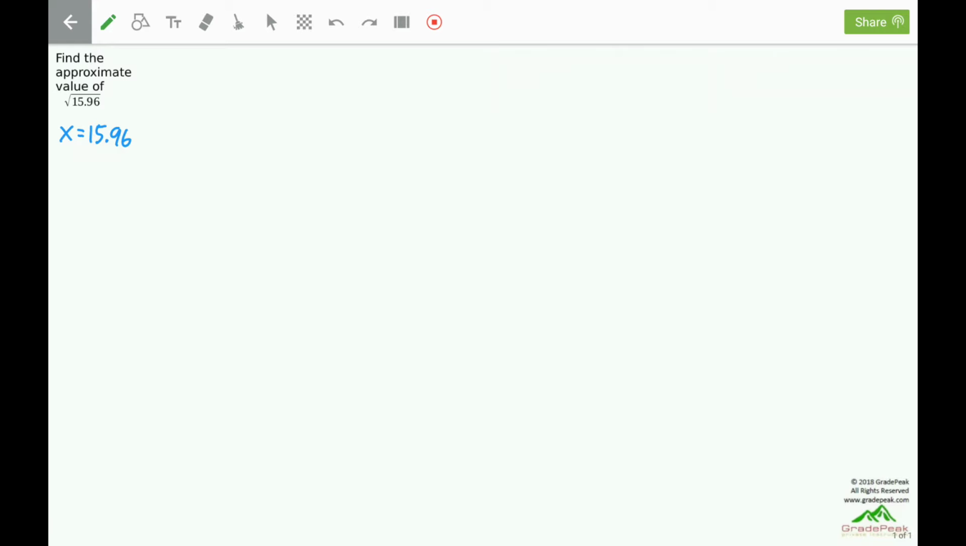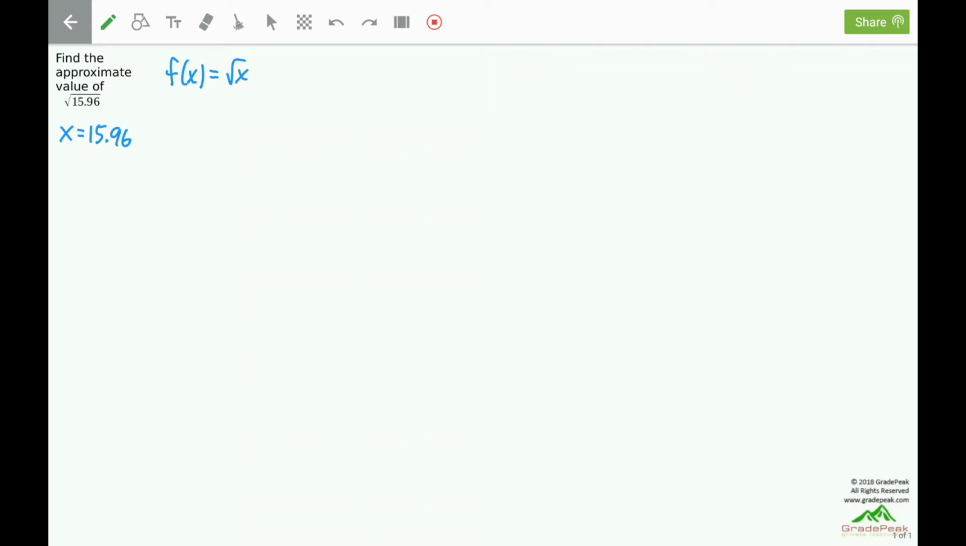The second thing to do is identify the function that is operating on it and call it f of x. Since it's the square root of 15.96, the function f of x will be the square root of x.